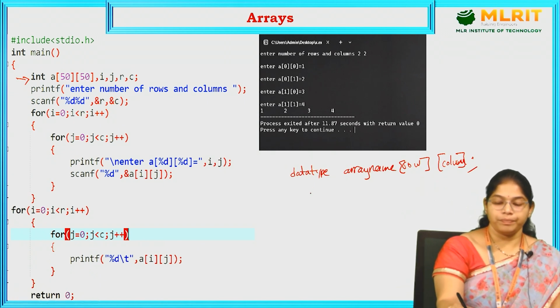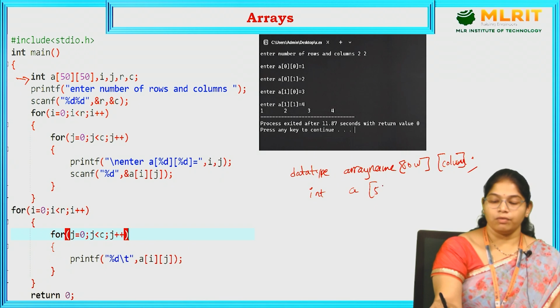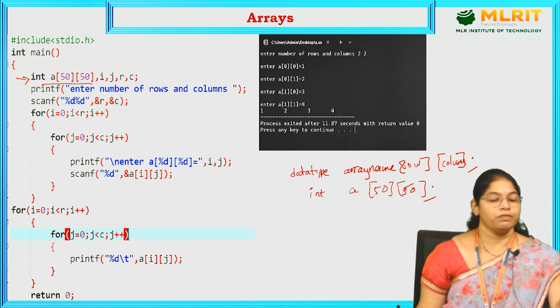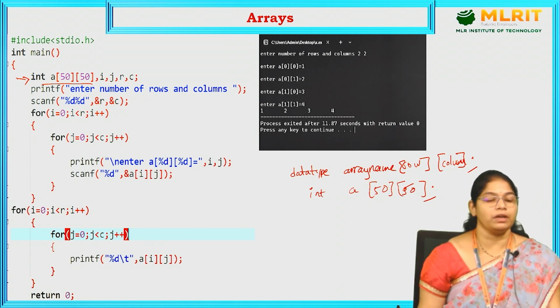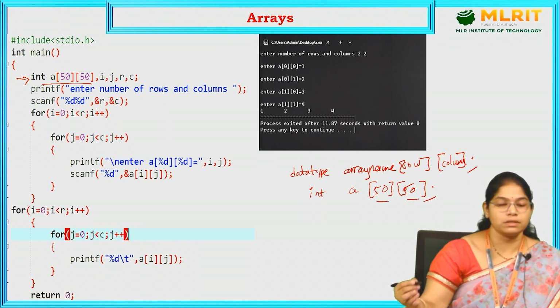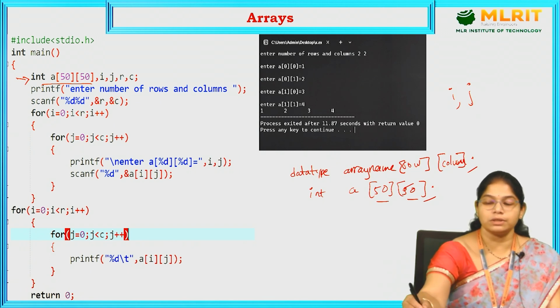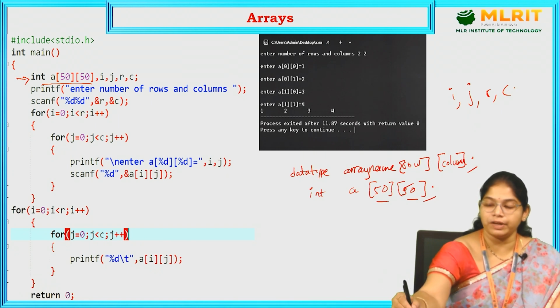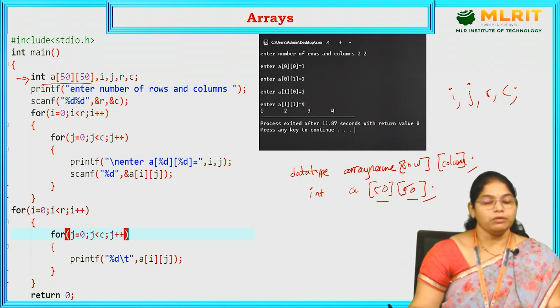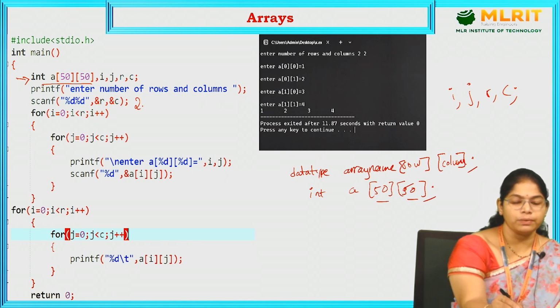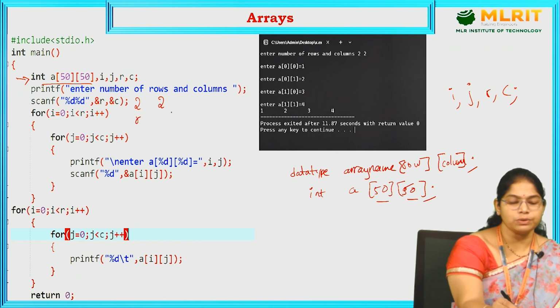For example, int a[50][50]. Here we have a declaration of a 2D array. The array name is a. It can take 50 and 50, that is 50 rows and 50 columns. The size of the row is 50 and the column size is 50. And two more variables, i and j, represent rows and columns, and r, c. That means I don't want to give 50 elements; we can take up to 50. So enter the number of rows and columns. Here the rows are 2 and columns are 2, so r value is 2 and c value is 2.